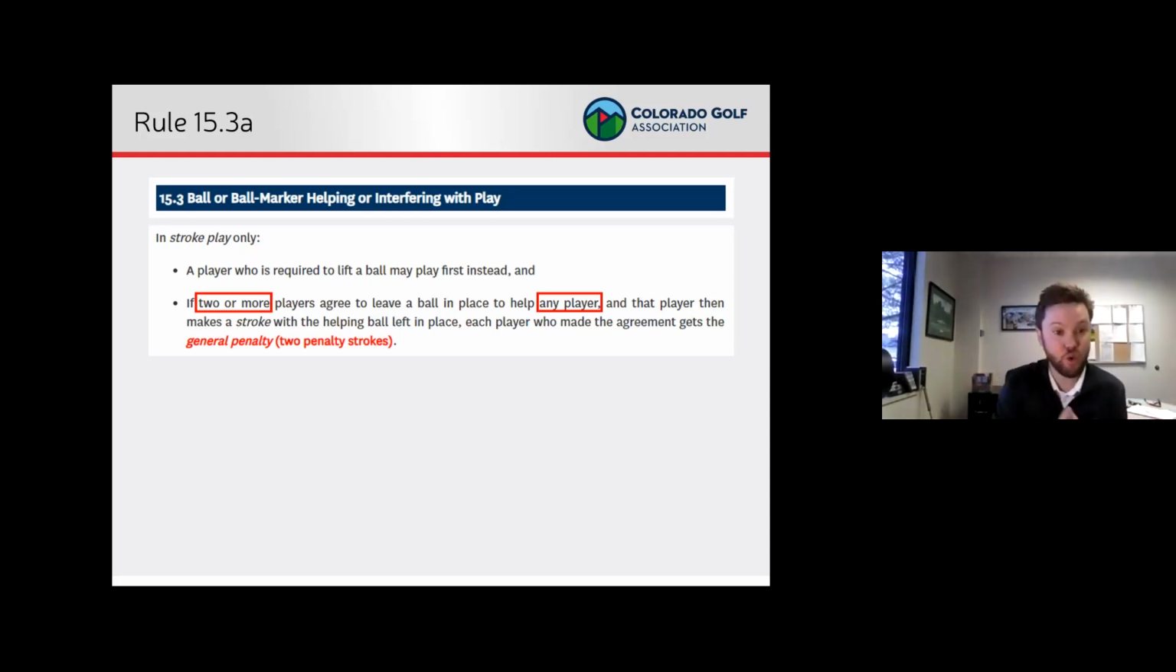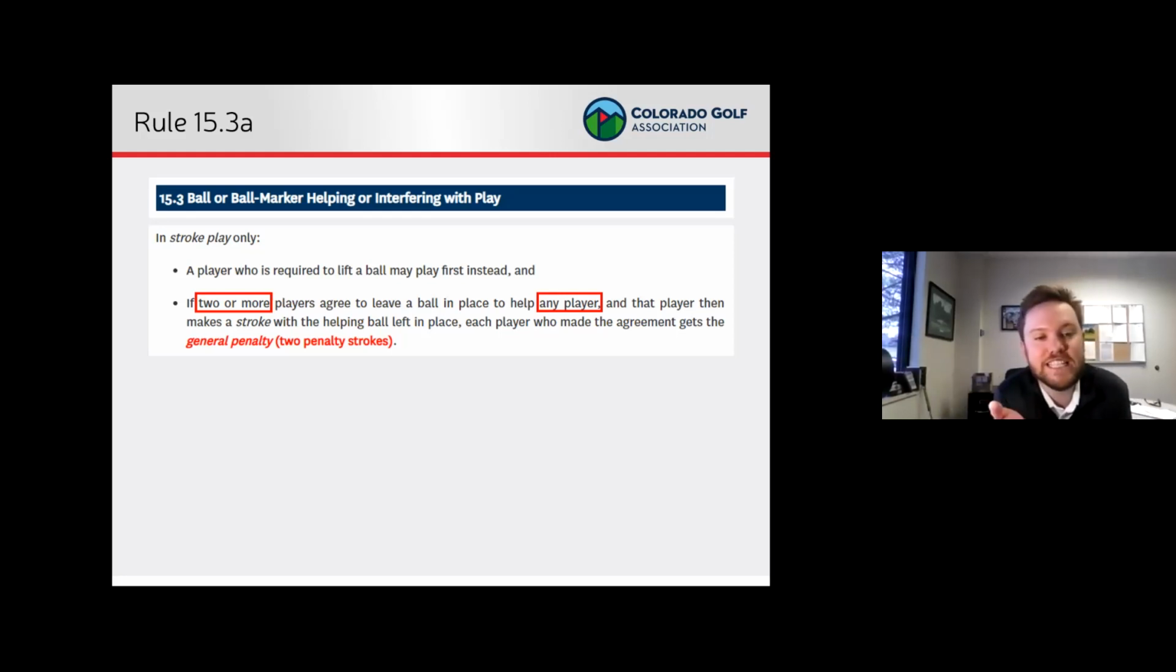It doesn't matter if I'm not the one chipping. If we two or more agree to help any player, player C, and that player then goes on to make a stroke with that helping ball left in place, each player who made the agreement, player A and B, both get two penalty strokes, the general penalty. So it's not just specific to me playing the ball or the other person playing the ball. It's two or more players. That doesn't really ever happen, but it's something I pull out for our quiz just to show it's not necessarily possessive of whether I'm making the stroke or that other player is making the stroke. Two of us can agree, and this player has no idea what's going on.